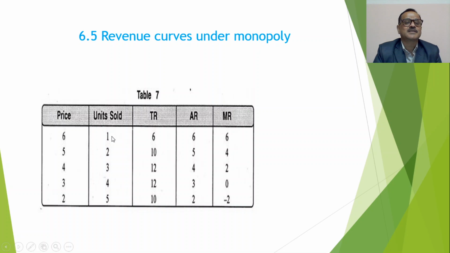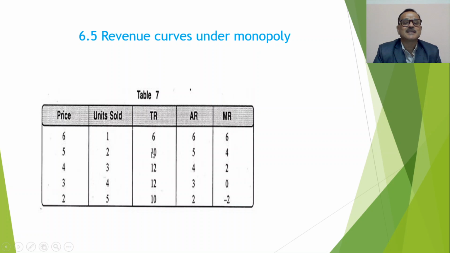Okay, let's start from here. Unit 1, price 6. So TR is 6 into 1, 6. AR in the initial stage is 6 everywhere. And unit 2, the price is decreased from 6 to 5. So 5 into 2, 10.